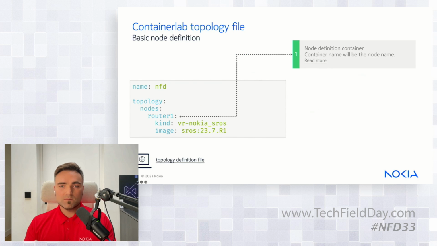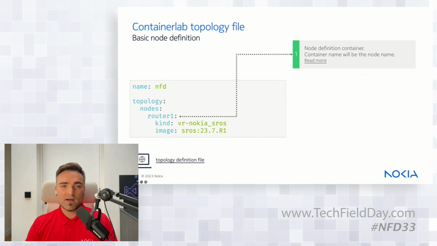Now, I wanted to make a stop here and talk about the Containerlab topology file, because that is really where things are happening. That's the way for you to define your lab, right? That's where the code is located. So when we define a lab, we first start with a lab definition file and we give our lab a name. In my case, I give it the name NFD. And then we start to define nodes and links.